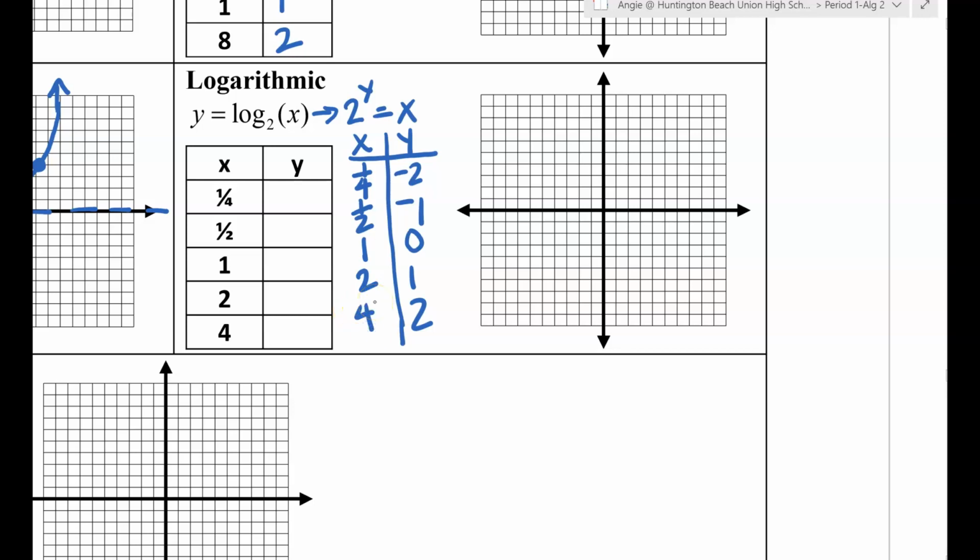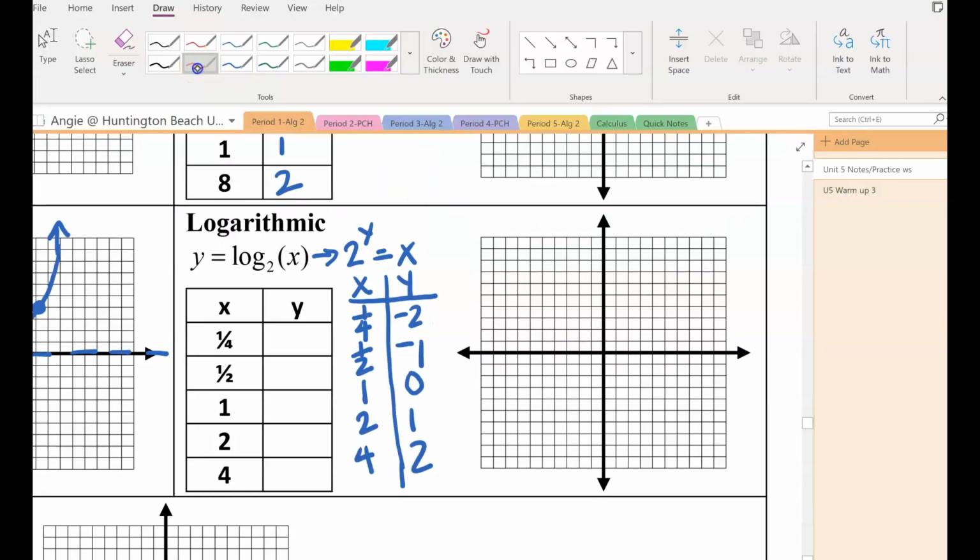So as you can see, let me get a different color pen. Okay, these all correlate. So now the negative 2 goes here, the negative 1 goes next, 0, 1, and 2. Okay, let's plot those. A positive quarter, I'm going to go down to negative 2. A positive half is now negative 1. 1 is 0. 2 is up 1. And 4 up 2.